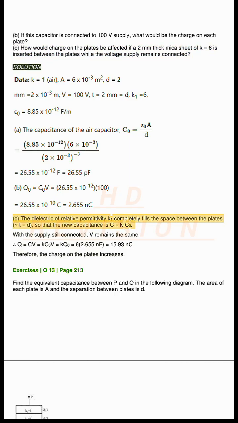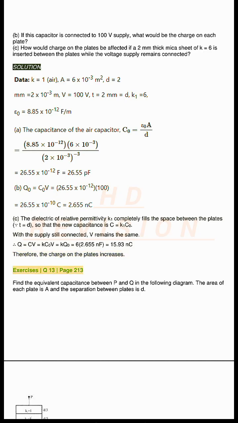Solution. C. The dielectric of relative permittivity K completely fills the space between the plates, because t equals d, so that the new capacitance is C equals K C0. With the supply still connected, V remains the same. Therefore Q equals CV equals K C0 V equals K Q0 equals 6 times 2.655 nanofarads times 100 volts equals 15.93 nanocoulombs. Therefore, the charge on the plates increases.